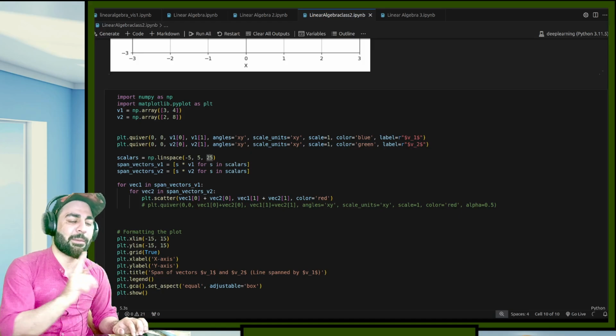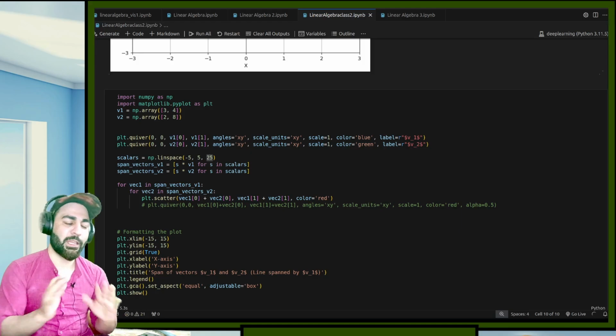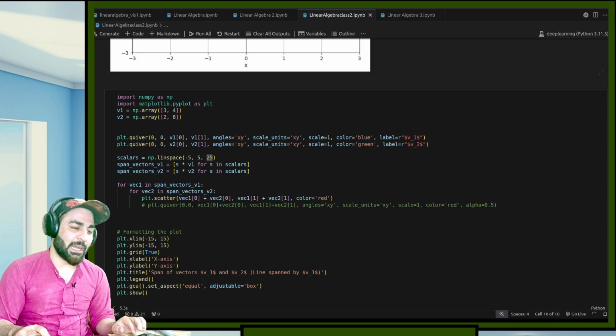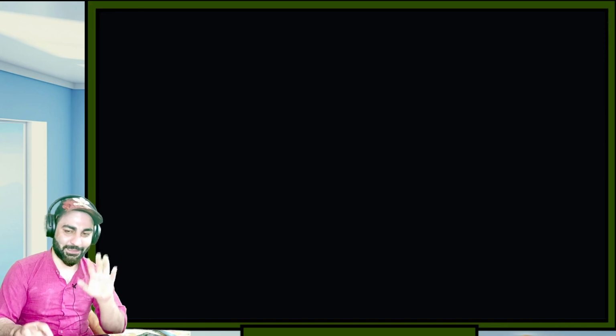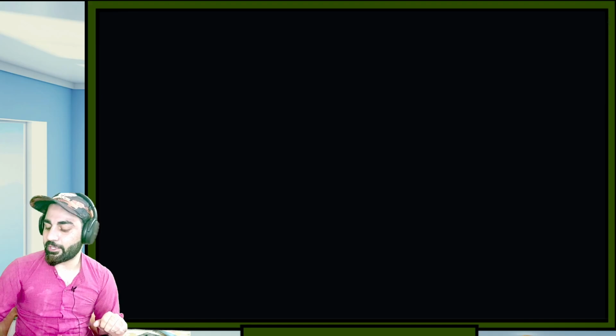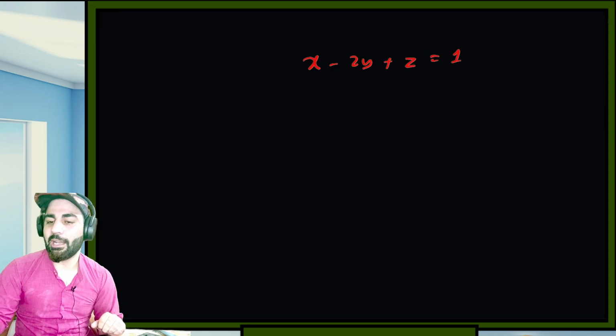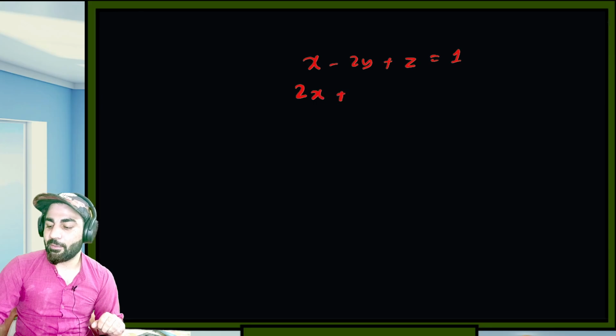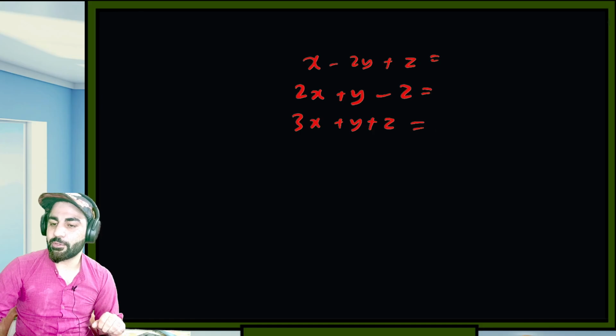We'll do one more example of the column picture, now in 3D. Initially we were in 2D, now we'll do 3D, and instead of code I'll use my art, which will be terrible. The equations were something like this: x minus 2y plus z is equal to 1. Then 2x plus y minus z is equal to 2. And then 3x plus y plus z is equal to 3. I think I changed these values; they were 1, 4 and 8, something like this.